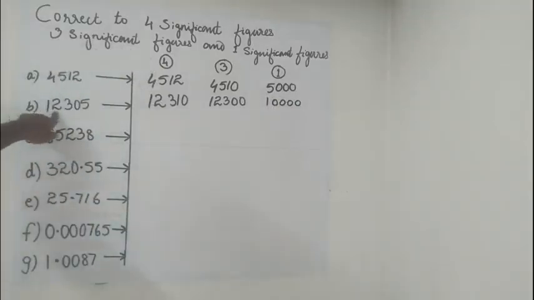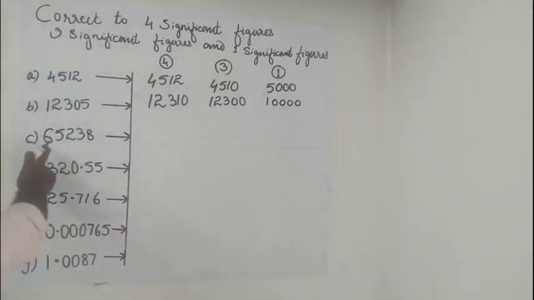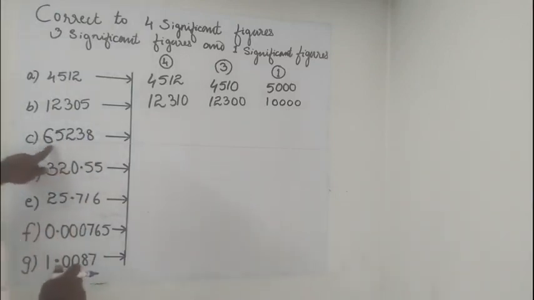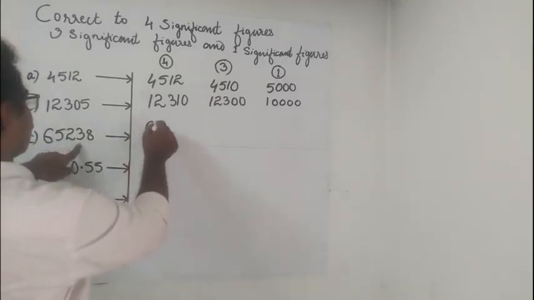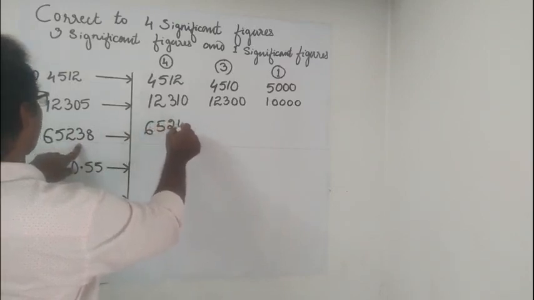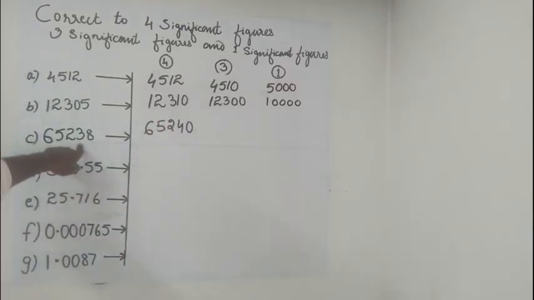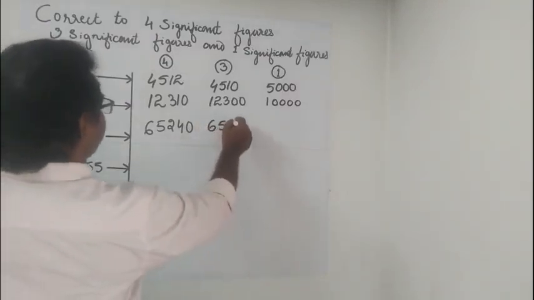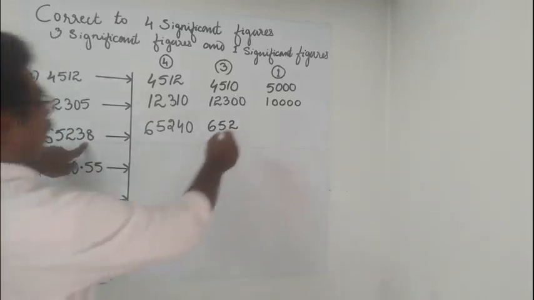The 4-digit number is after 1. There are 4 digits there. You put 4 zeros. Okay. Next number, 65,238. 4 significant figures. First focus on the 4-digit number. After the 4 digits, there is 8, greater than 5. So add 1 to this number. That is 6, 5, 2, 4, 0. Isn't it? Next, 3-digit number, 6, 5, 2. Okay. Next put 2 zeros here.